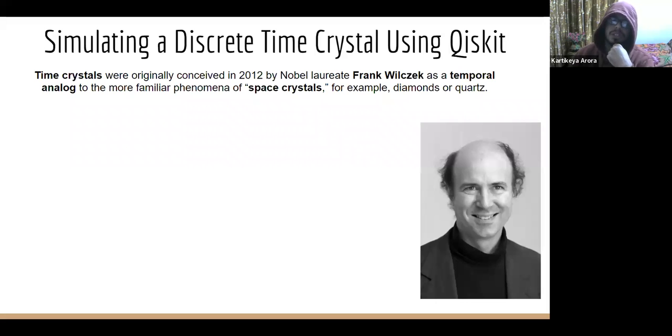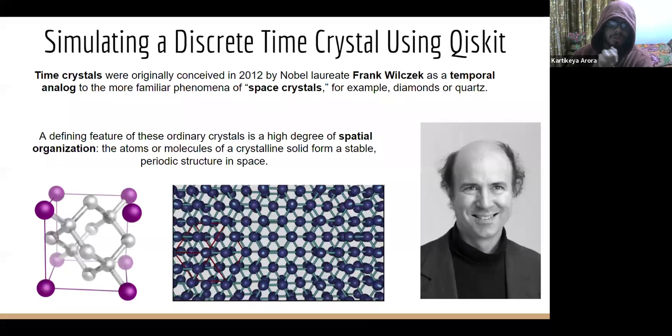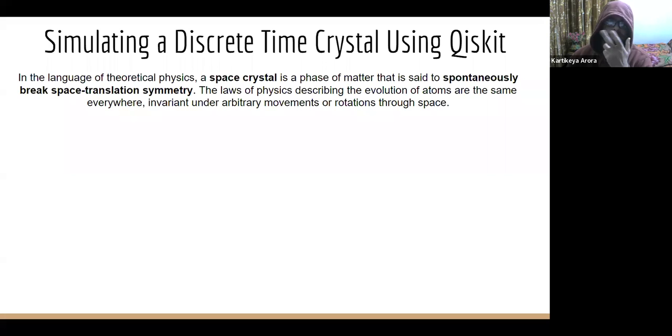time crystals were originally conceived by the Nobel laureate Frank Wilczek as a temporal analog to the familiar phenomenon of space crystals, for example, diamonds or quartz. For those of you who don't know, a spatial crystal is a spatial organization of atoms in a periodic way on a lattice. It forms a stable periodic structure in space. Time crystals are the temporal analog of these space crystals.